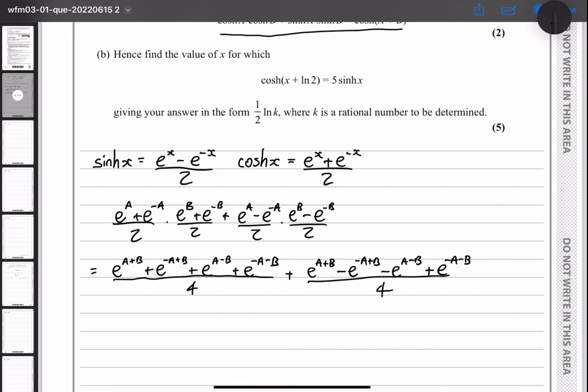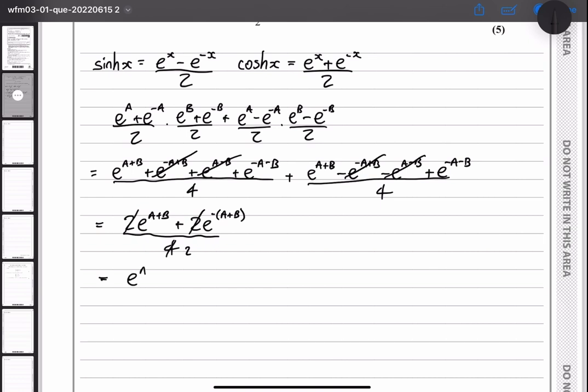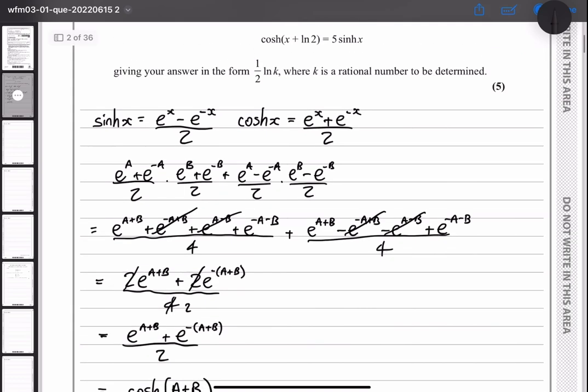Same denominators, we can add them together and we can see that this term cancels with this term and this term cancels with this term. That gives us, when we collect like terms, 2e to the a plus b plus 2e to the minus a plus b, if I write it like that, all over 4, and of course then we can cancel our 2's to give us e to the a plus b plus e to the minus a plus b all over 2, which is using the definition of cosh of a plus b as required.